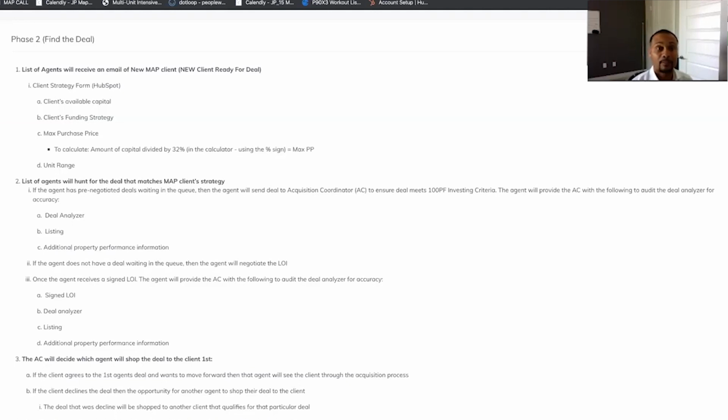So again, to calculate the maximum purchase price, we take the amount of capital the client has, we divide it by 32%, and that gives us the max PP, the purchase price. And we also give them a range for the units. Some mortgages cap you at how many units you can acquire, especially if you're new. The main determining factor is, hey, are you experienced? If you're inexperienced, no worries. You can still get started as a multi-unit investor, but you have to get a property between 2 and 4 units.